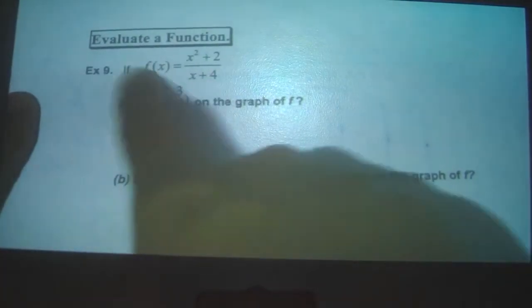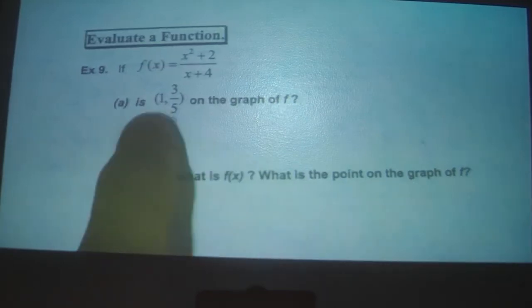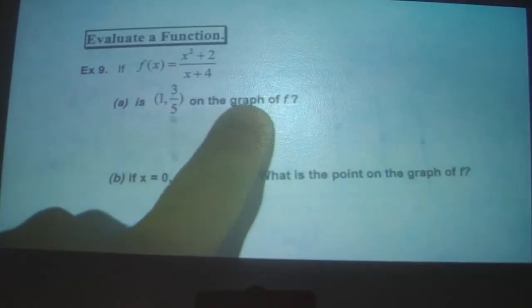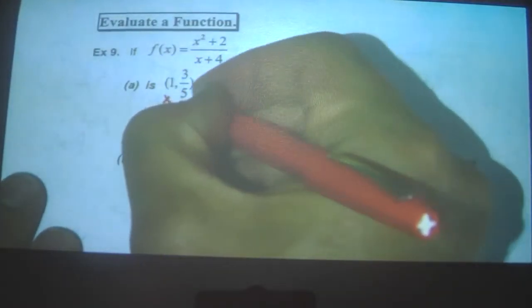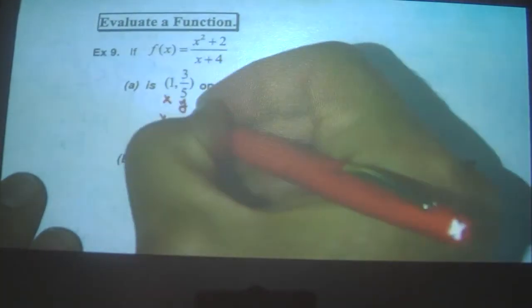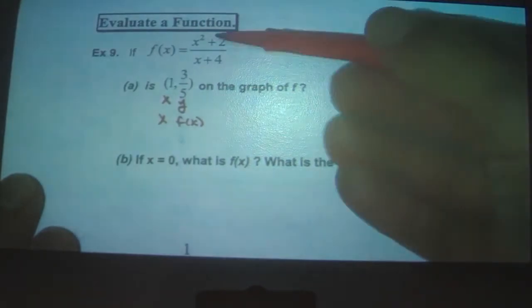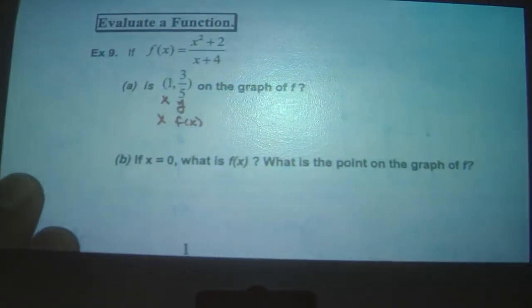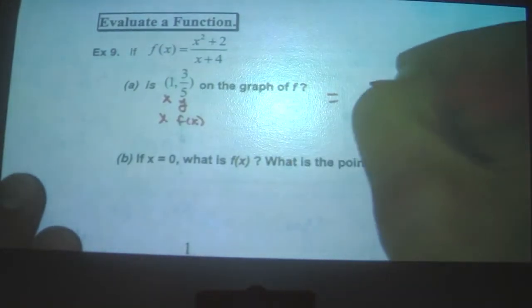Okay. So I got f of x is x squared plus 2 all over x plus 4. First question is, is the point 1 comma 3/5 on the graph? Well, this is x, and that's my y. Or this is x, and that's f of x. So all I got to do is plug in 1 and see if I get 3/5. If I get 3/5, then the answer is yes. If I don't, then the answer is no.